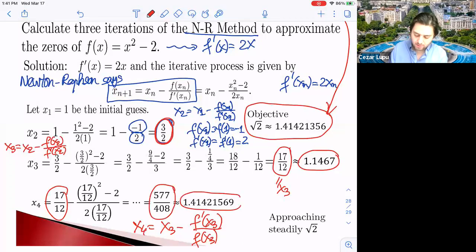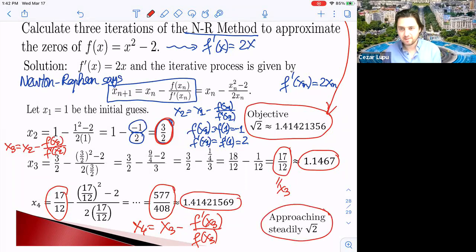And then at some point we'll get this number, which is approximately this. Well, as you can see, if you put square root of 2 into a calculator, it will be very, very close to this number, 1.41421569. Wow. You see how effective this approximating method, this Newton-Raphson, is? So it's very, very close to square root of 2.